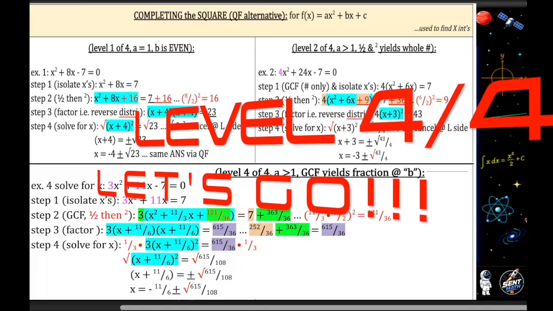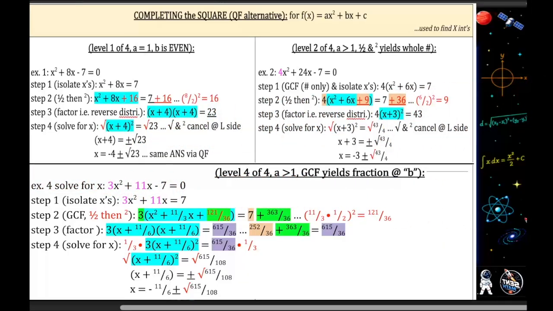All right, folks, we've made it. We are doing completing the square level 4. How level 4 differs from level 2. Okay, well, let's start with what they have in common. We have a value in level 2 and level 4 that is greater than 1. And in level 2, after GCFing, when we get to this step, the b value is a nice clean whole number, okay? Whereas in level 4, after GCFing, we have a nasty looking fraction. That is the main difference.